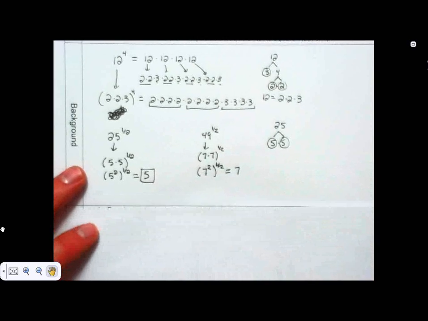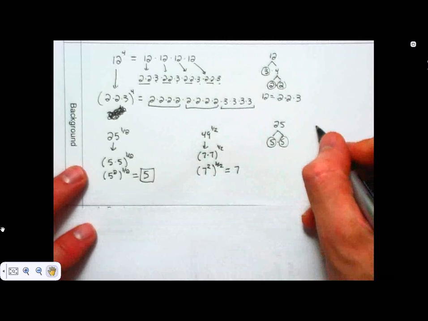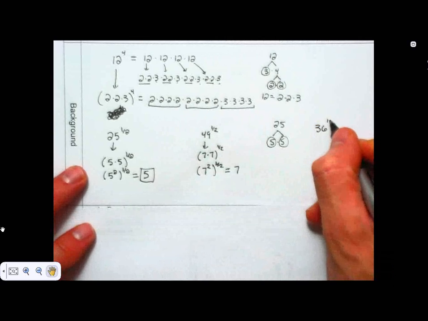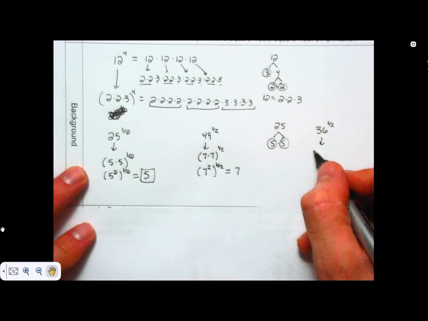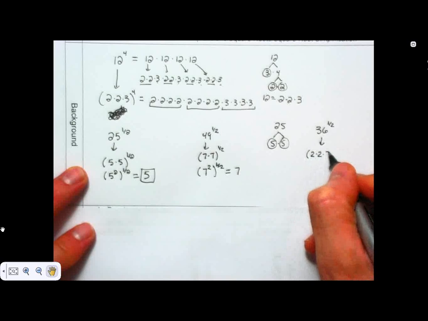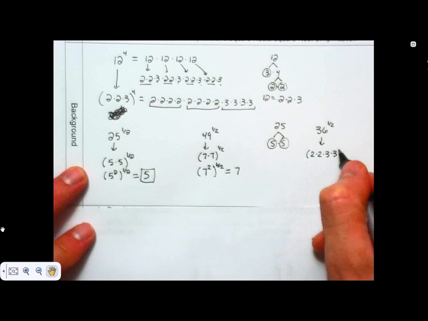Okay, let's do another one. Suppose I have 36 to the 1/2 power. Well, 36 can be broken down into 2 times 2 times 3 times 3.